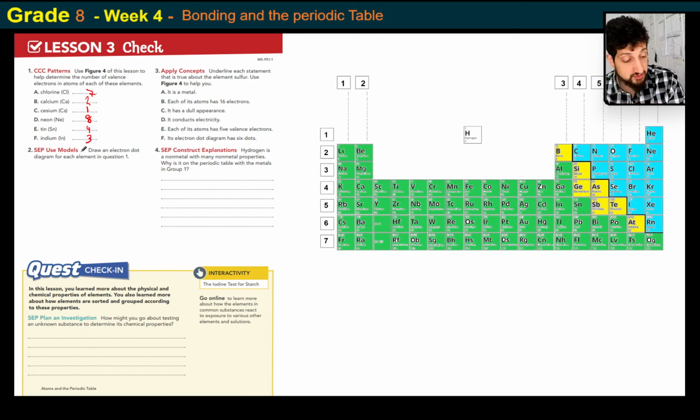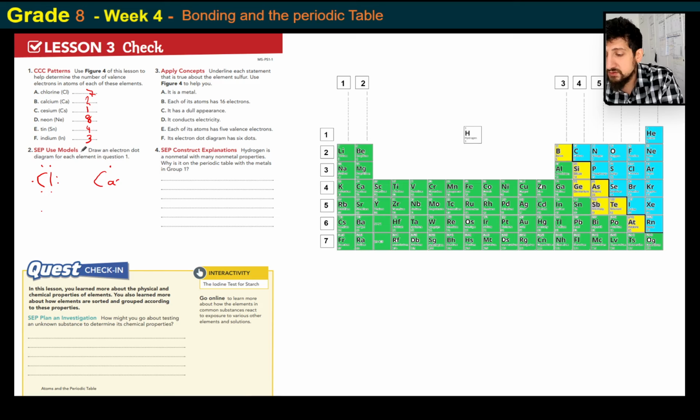Draw an electron dot diagram for each element in question 1. So I'll do a few. Chlorine, 1, 2, 3, 4, 5, 6, 7. That's basically it. Easy as that. Calcium, 1, 2. I can also do it this way. But remember what I said earlier. Electrons are negatively charged, so they like to be far away from each other.